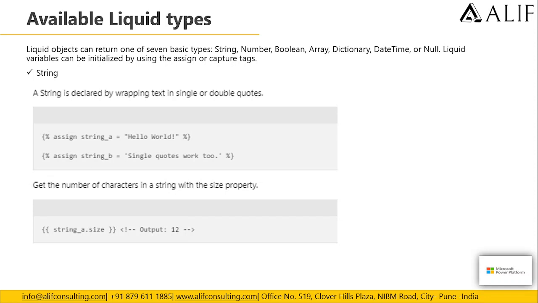So the first one is the string type. A string is declared by wrapping text in single quotes or double quotes. To assign a value to a string variable, you just need to make use of the assign keyword. So this is how you do that. Inside the curly braces percentage, you just type in assign string equal to hello world, and to get the number of characters you can make use of the below code, that is inside the double curly braces string, that is the variable that we have declared, dot size, which will return you the output as 12.